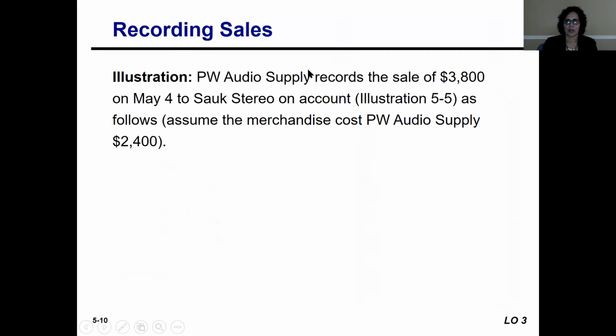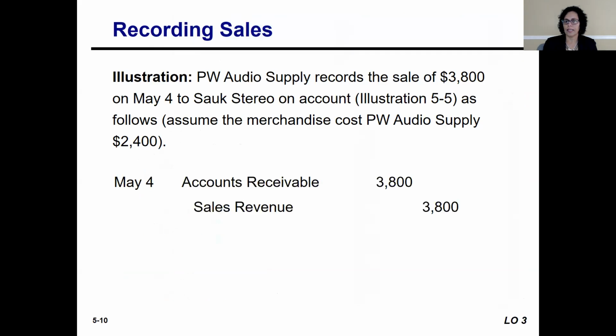Okay. So the seller sold $3,800 worth of merchandise on May 4th. Their cost was $2,400. So on May 4th, they're going to do two journal entries. The first one is accounts receivable debit, $3,800. Sales revenue credit, $3,800. This journal entry is made at our selling price. I'm the seller. So accounts receivable debit, sales credit, $3,800. That was the sales invoice.